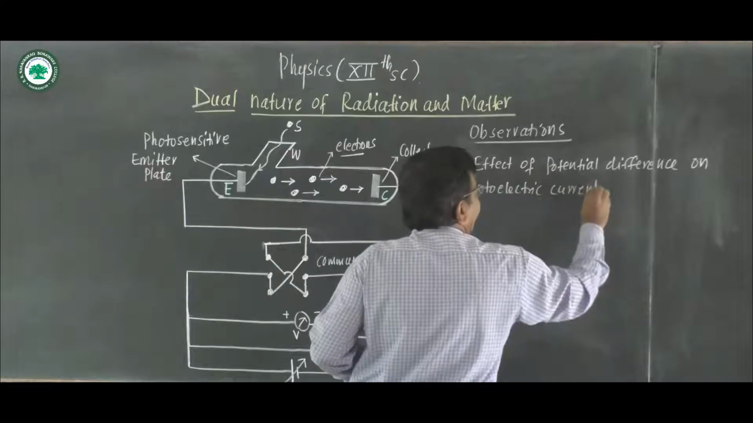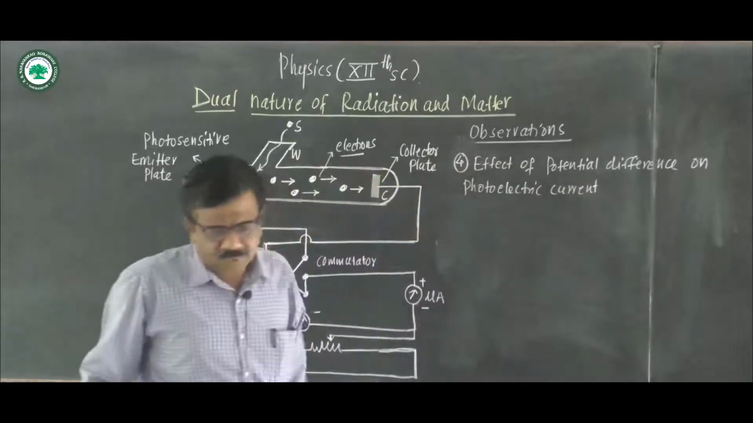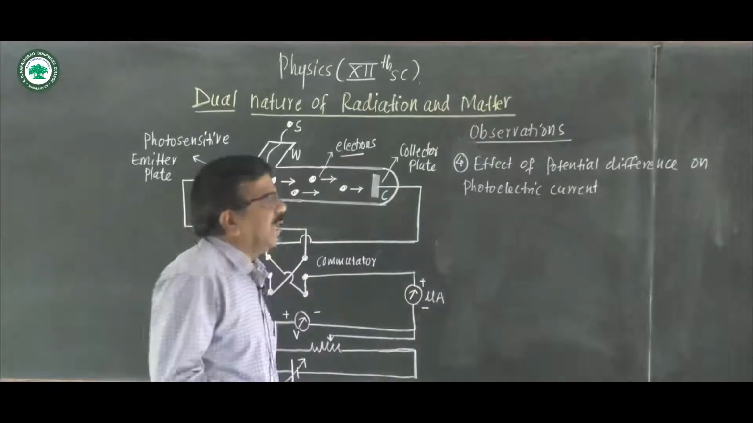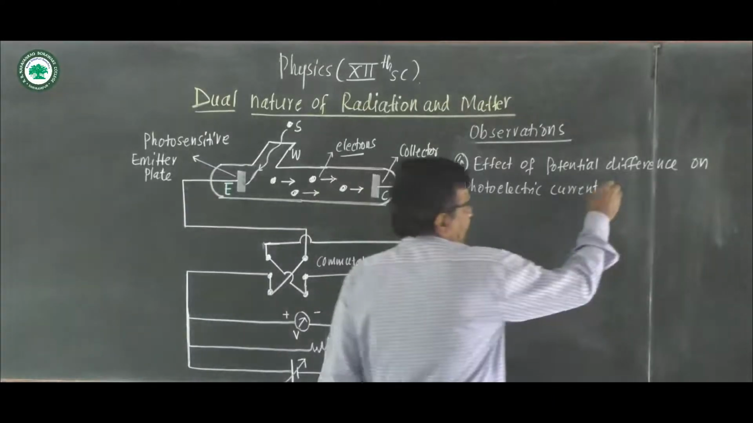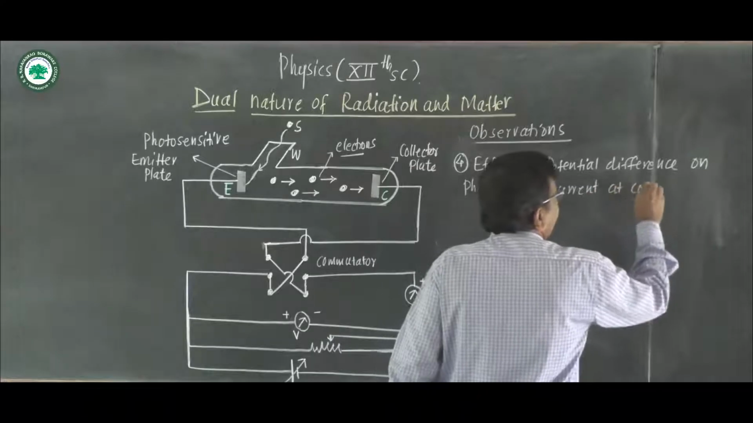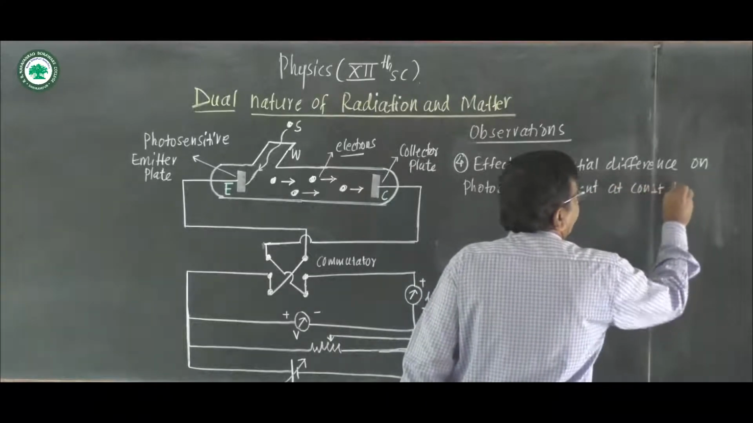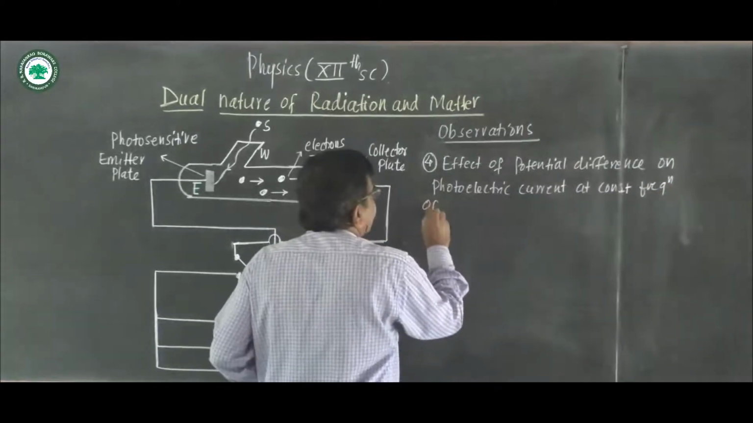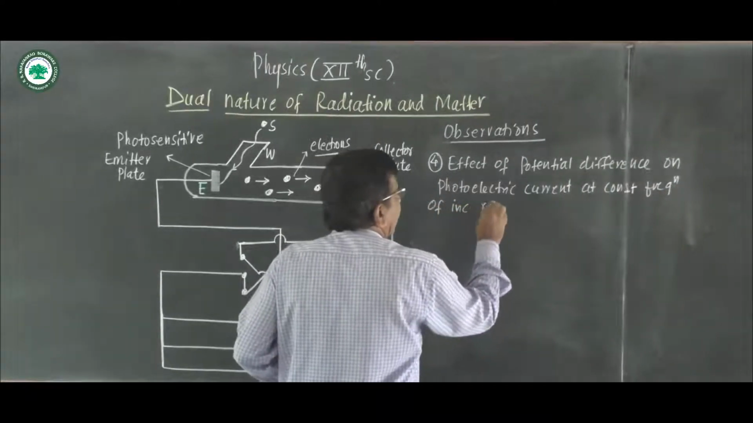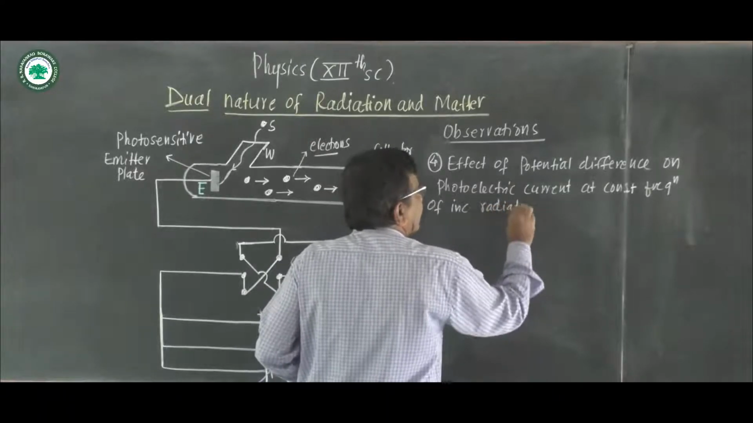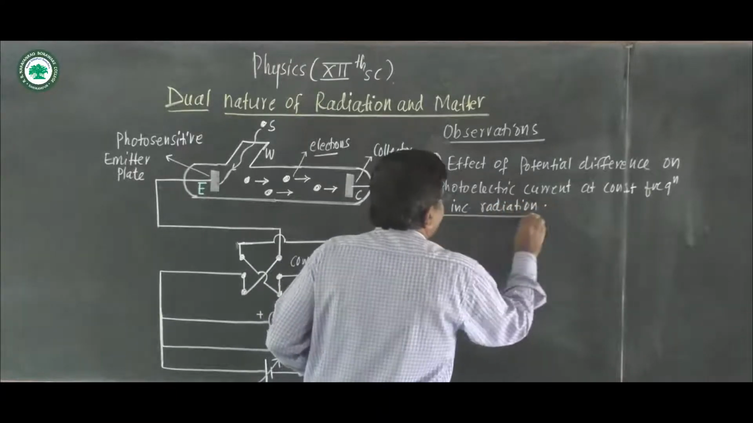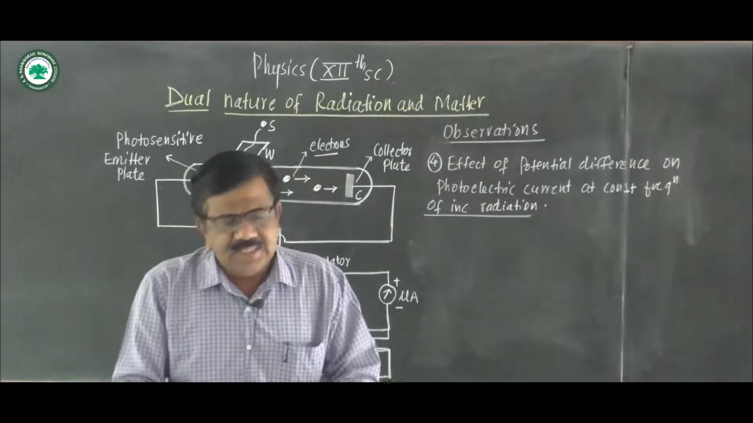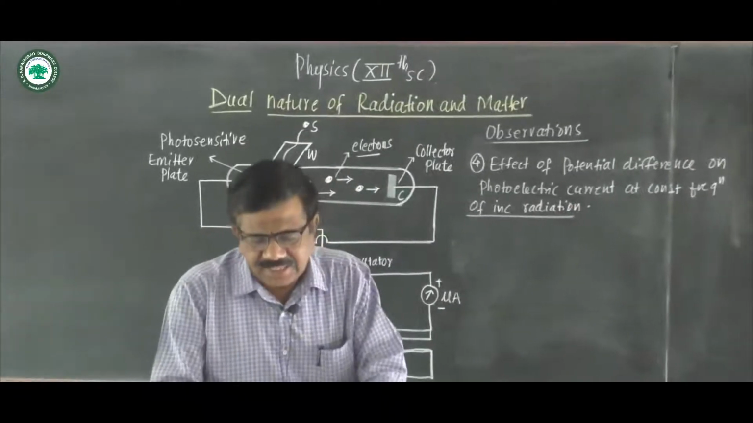Very important concept: the effect of potential difference on photoelectric current at constant frequency of incident radiation. Frequency is kept constant, and that frequency is greater than the threshold frequency.